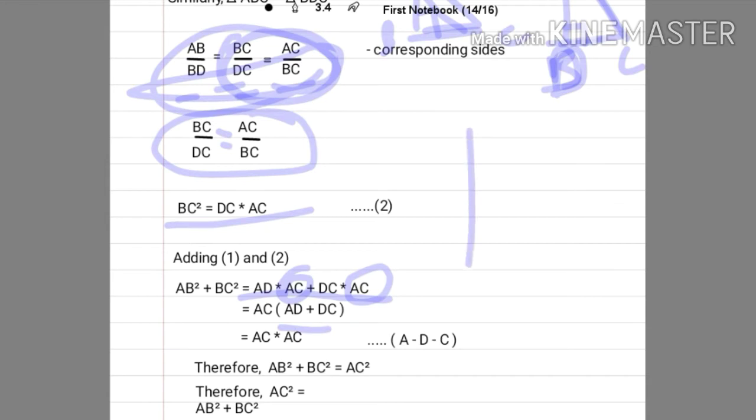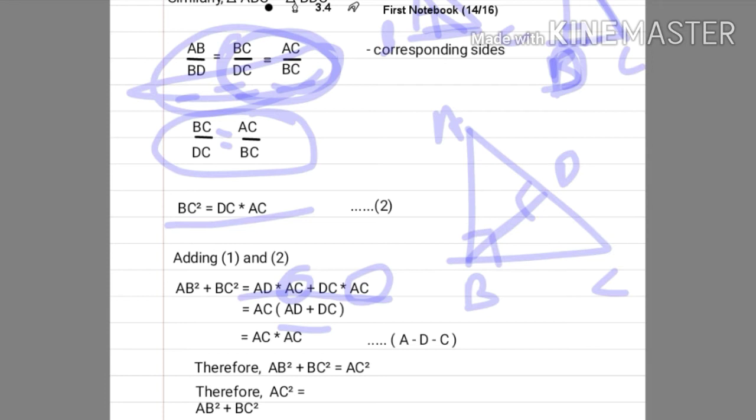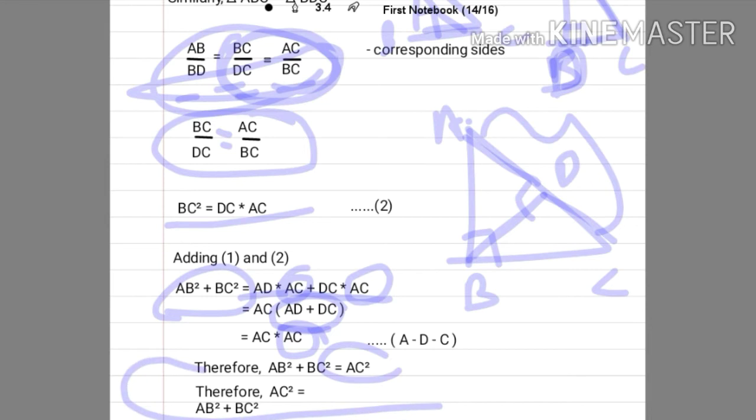Now in the main triangle ABC, we have drawn the perpendicular line from the vertex B. So AD plus DC gives us the full length AC, right? So AC into this term, AD plus DC, we will get here AC, and again AC into AC is AC square. Hence this is equal to this, and this is what we want, right? So this is what we have proved. And this is how we prove the Pythagoras theorem.